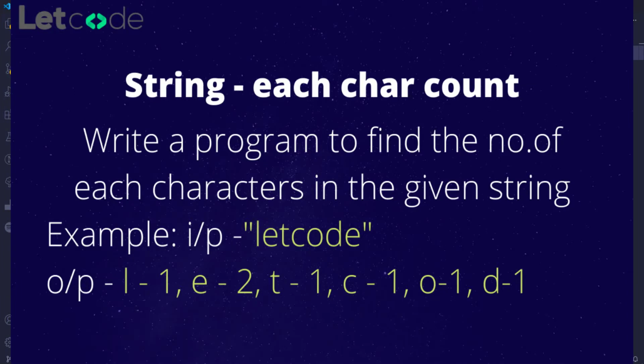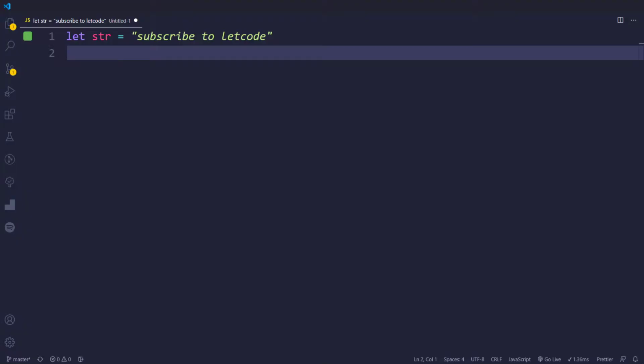In this video, we're going to find the number of characters present in the given string. For example, we have this string, "subscribed to LetCode", and we can see that it has s one time, u one time, and then followed by t two times, e three times, right? So similarly, we're going to find each character and the repetition of the character.